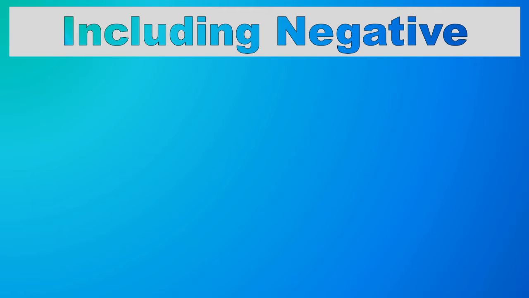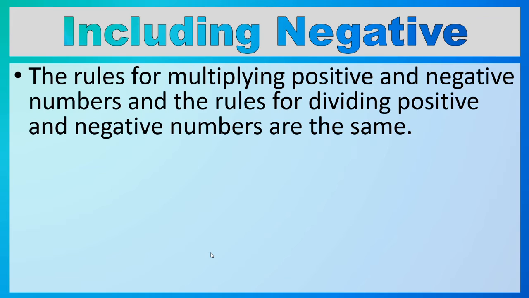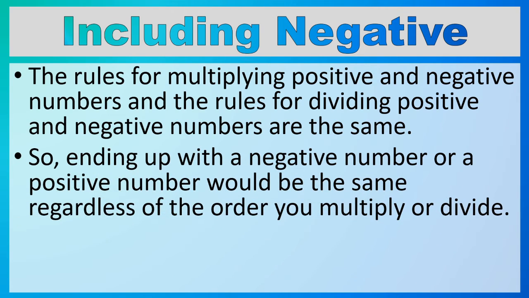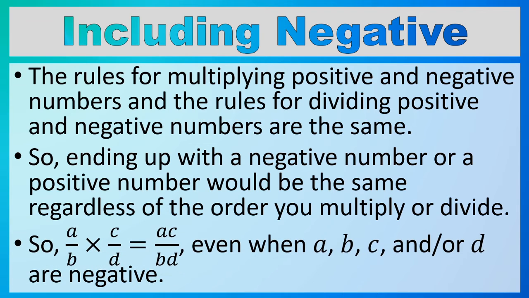However, I want to reason this through in one slide in hopes of providing better understanding and also to be quicker. The rules for multiplying positive and negative numbers and the rules for dividing positive and negative numbers are the same. I explained why this is the case in a previous set of videos called Multiplying and Dividing Positive and Negative Numbers, and hopefully the link to that previous set of videos is in the description of this video. So ending up with a negative number or a positive number would be the same regardless of the order you multiply or divide. So A over B times C over D is equal to AC over BD even when A, B, C, and or D are negative.